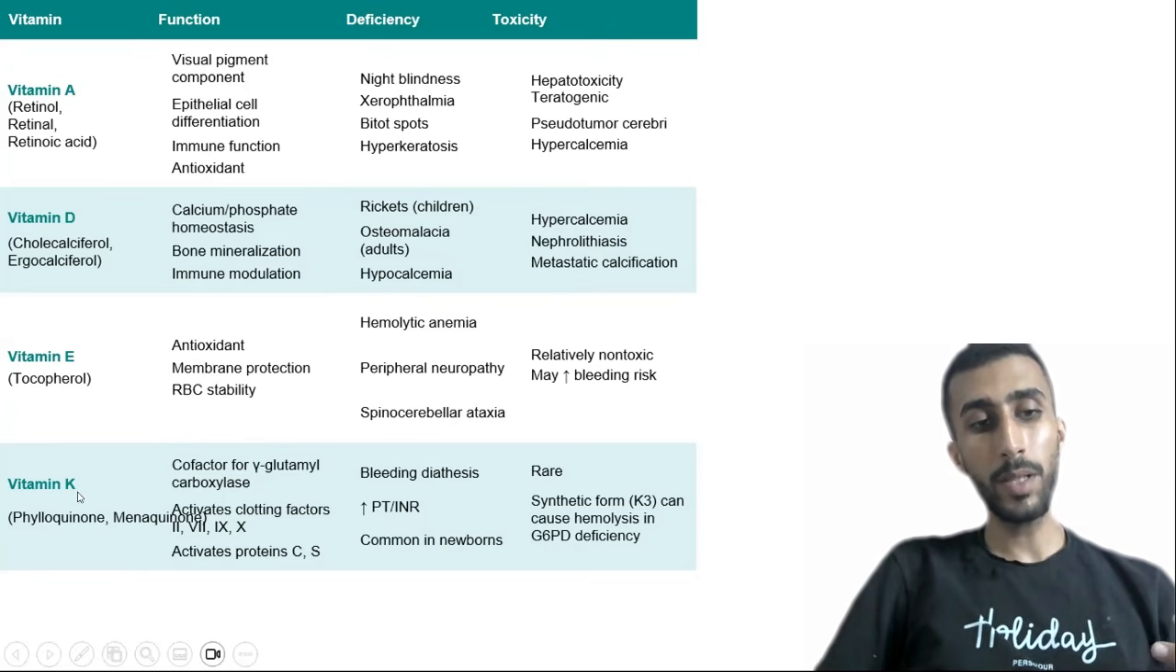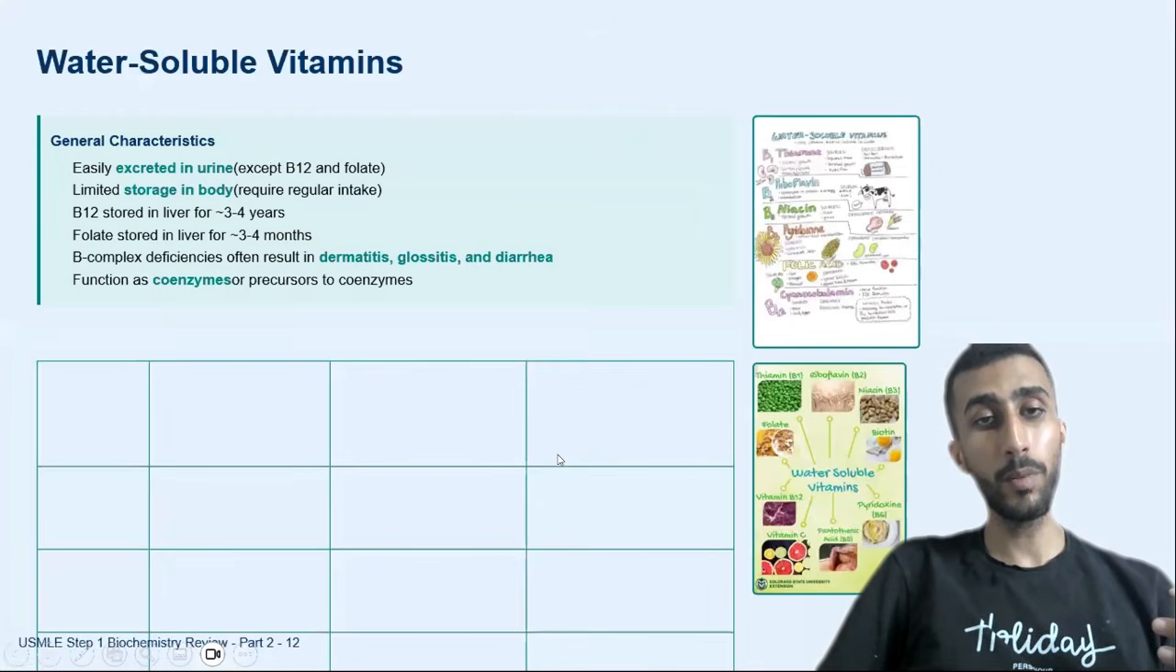So vitamin K, as we've talked about before, it's a cofactor for gamma carboxylation of 2, 7, 9, and 10, and then activates protein C and S. So in deficiency, the carboxylation is not gonna proceed, and we will have bleeding diathesis, increased PT and slash INR. This is common in the newborn, where we have sterile gut flora, while toxicity is rare from it.